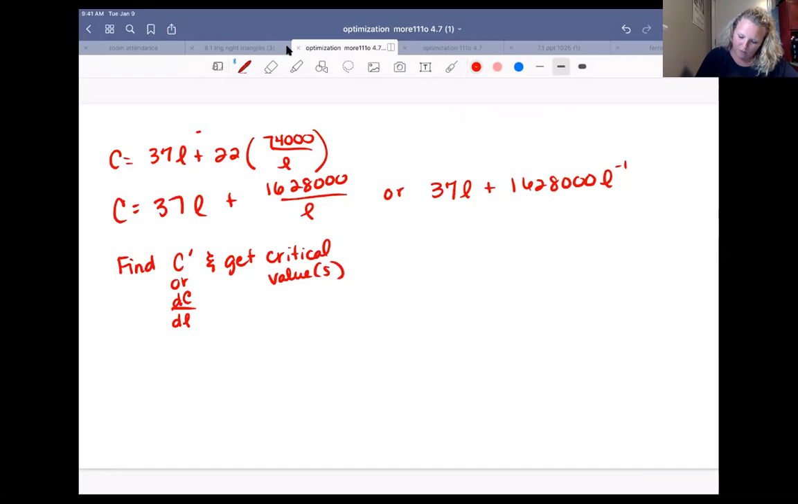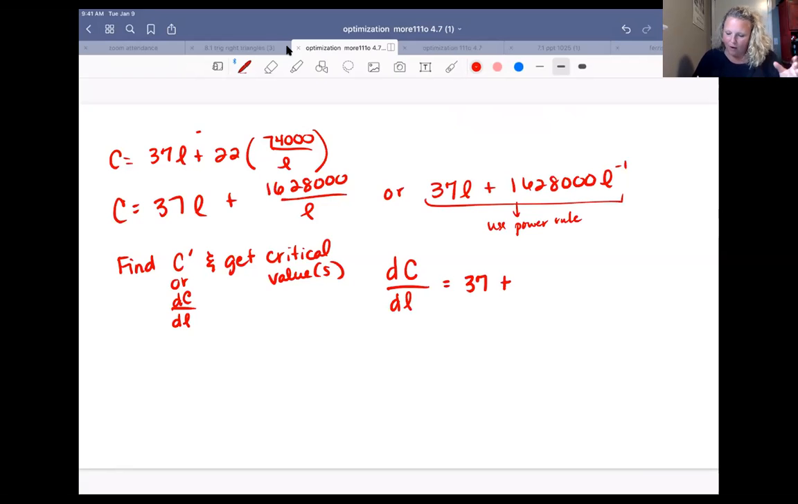So if I do the derivative of this function, again we're just using the power rule. The derivative of the cost with respect to length, or C prime, whichever you want to call it, would be 37 plus, power rule says you bring the power down and multiply it and then subtract 1. So that's 1,628,000 times negative 1, so negative 1,628,000, and then that gets raised to the negative 2 power. Then you have to find where this equals 0.